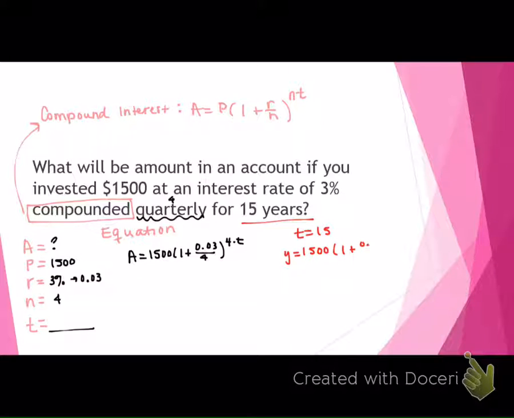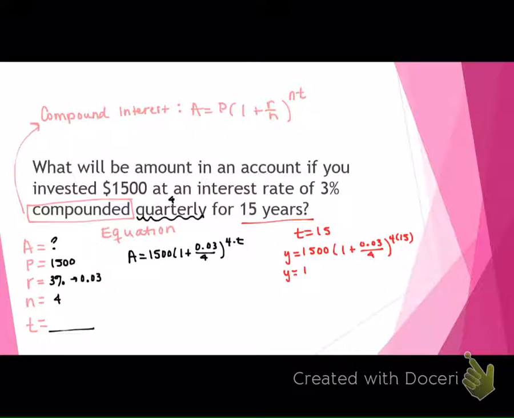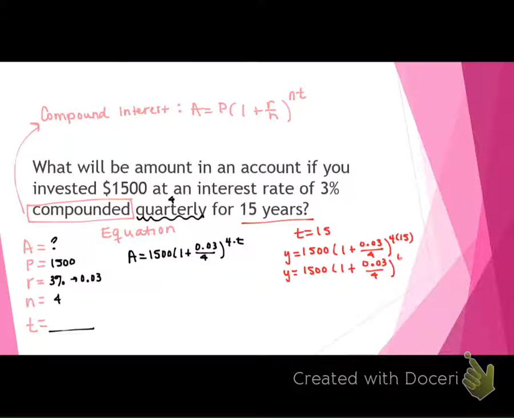Before you plug anything into your calculator directly, multiply the exponent first. Just multiply the exponent and then you can plug everything into your calculator. So 4 times 15 is 60. Do that first and then you can plug directly into your calculator.